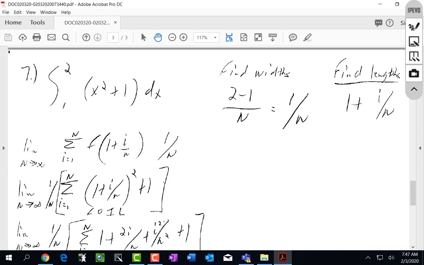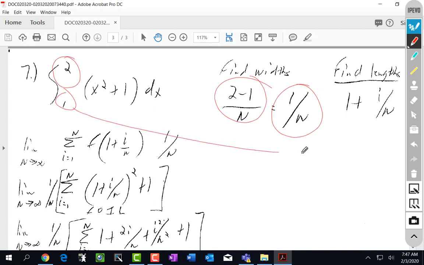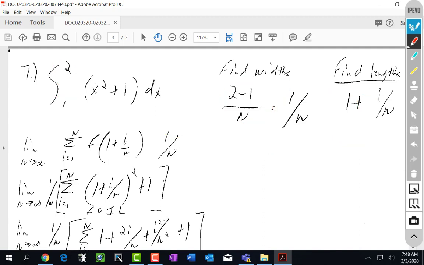Okay, on number 7, again, these two numbers right here, find your widths. So 2 minus 1 all over n is 1 over n. This number right here has to be added to that, and then you put the i with that. So that i is going to go right there. So those are all my lengths.